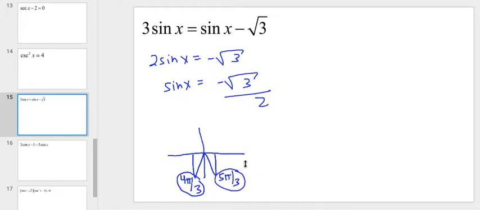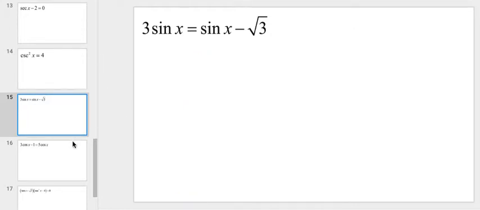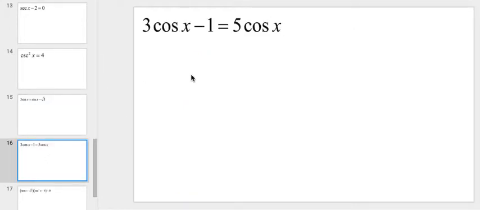Okay, one more problem for this video. Let's go to problem 16. All right, so we've got 3 cosine x minus 1 equals 5 cosine x. Looks again like this is a problem we could solve just by doing undo operations. So I'm going to subtract 3 cosine x to the right side, giving us negative 1 equals 2 cosine x. And then if we divide both sides by 2, we've got cosine x equals negative 1/2.